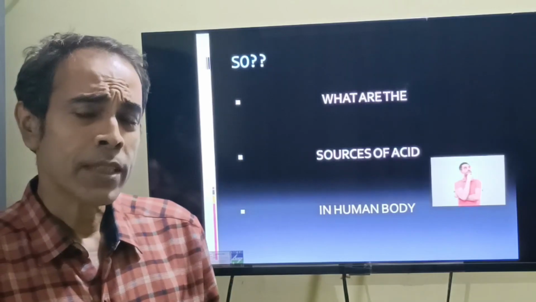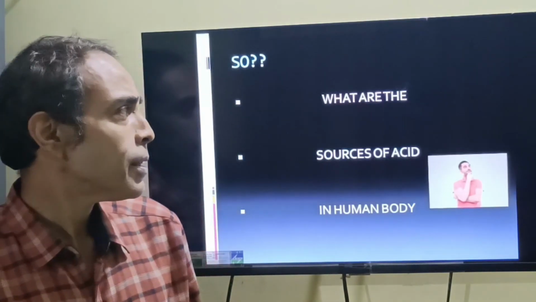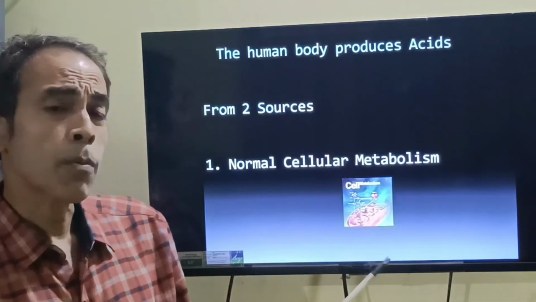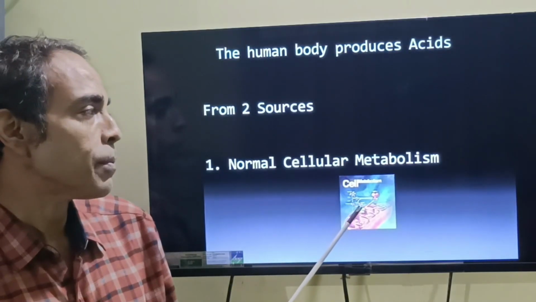So what are the sources of these acids in the human body? This is the topic that we are going to discuss today, so let's dive in. The human body produces acids from two sources. Number one, from normal cellular metabolism.